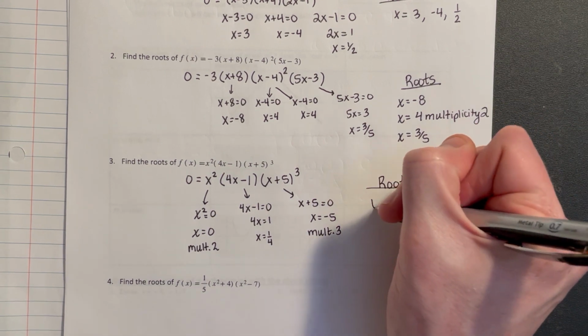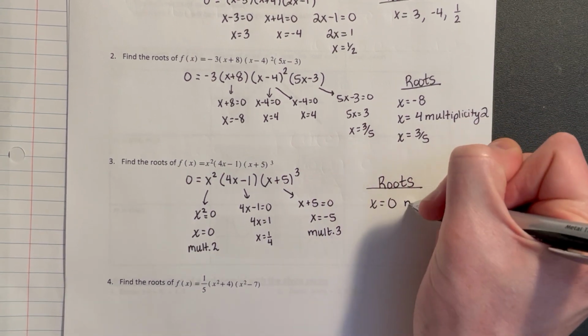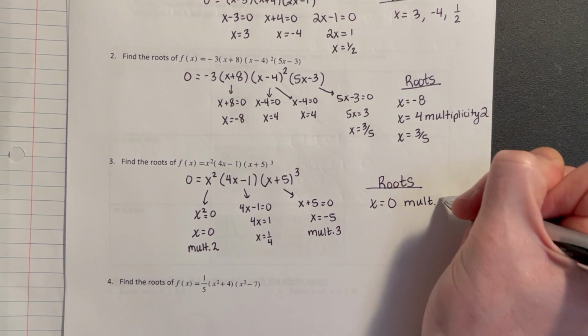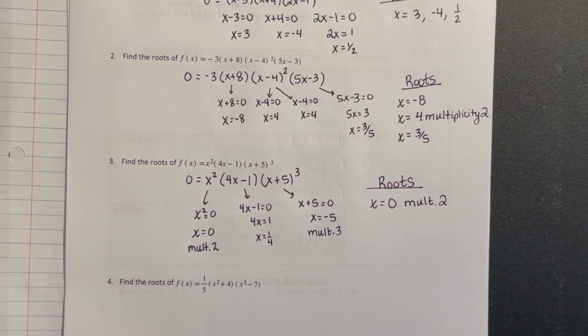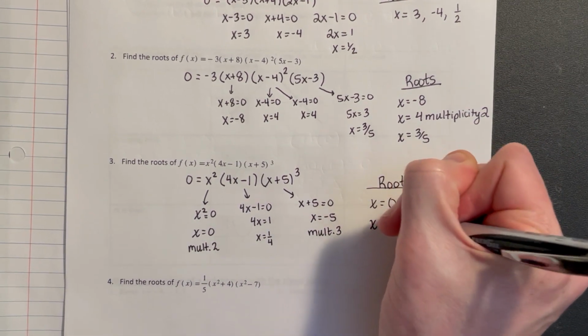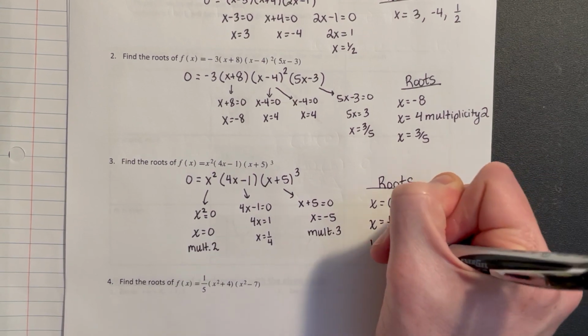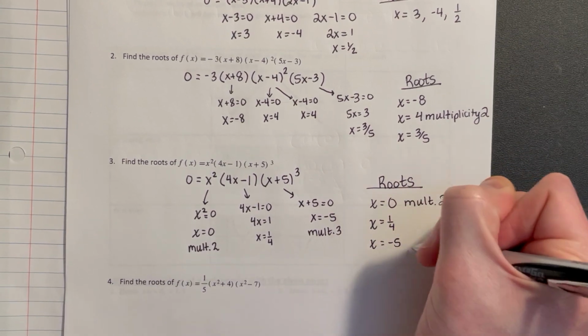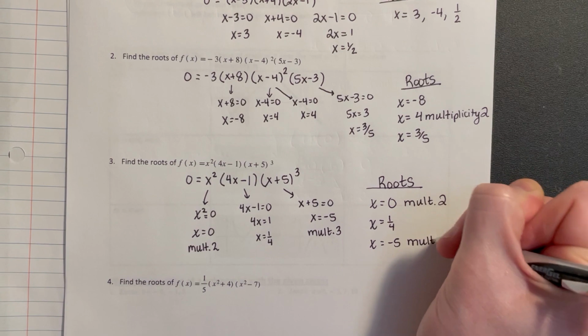So I would write this out as x equals 0, multiplicity 2. You can abbreviate multiplicity if you want. x equals 1/4, and x equals negative 5, multiplicity of 3.